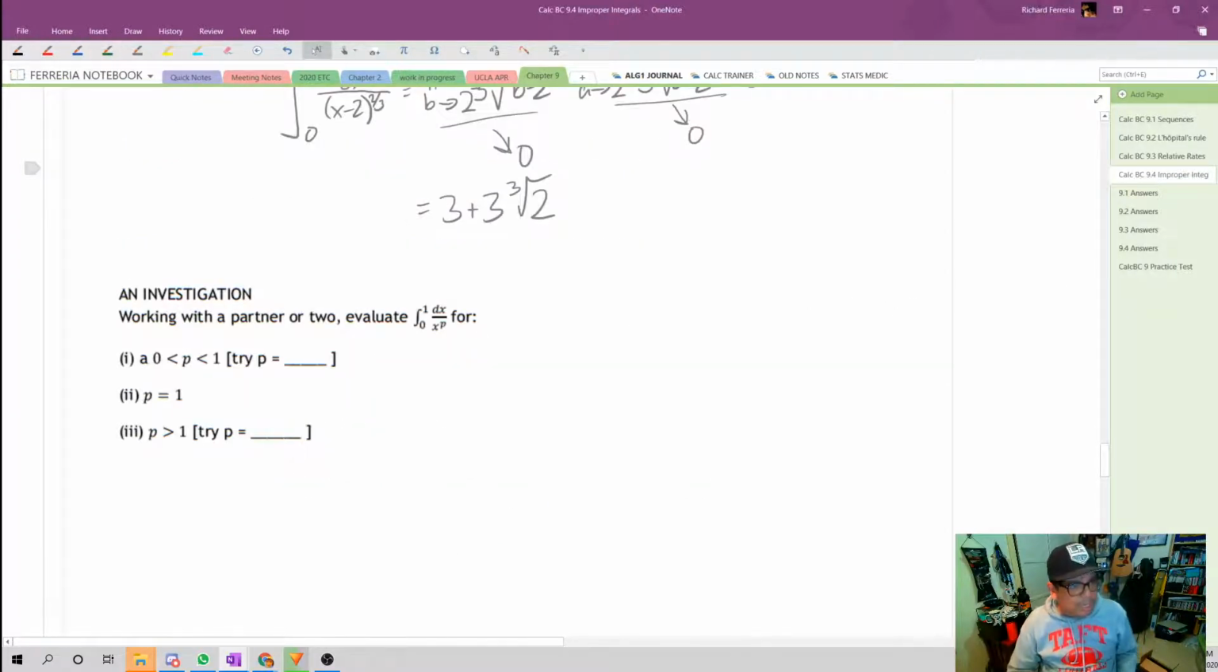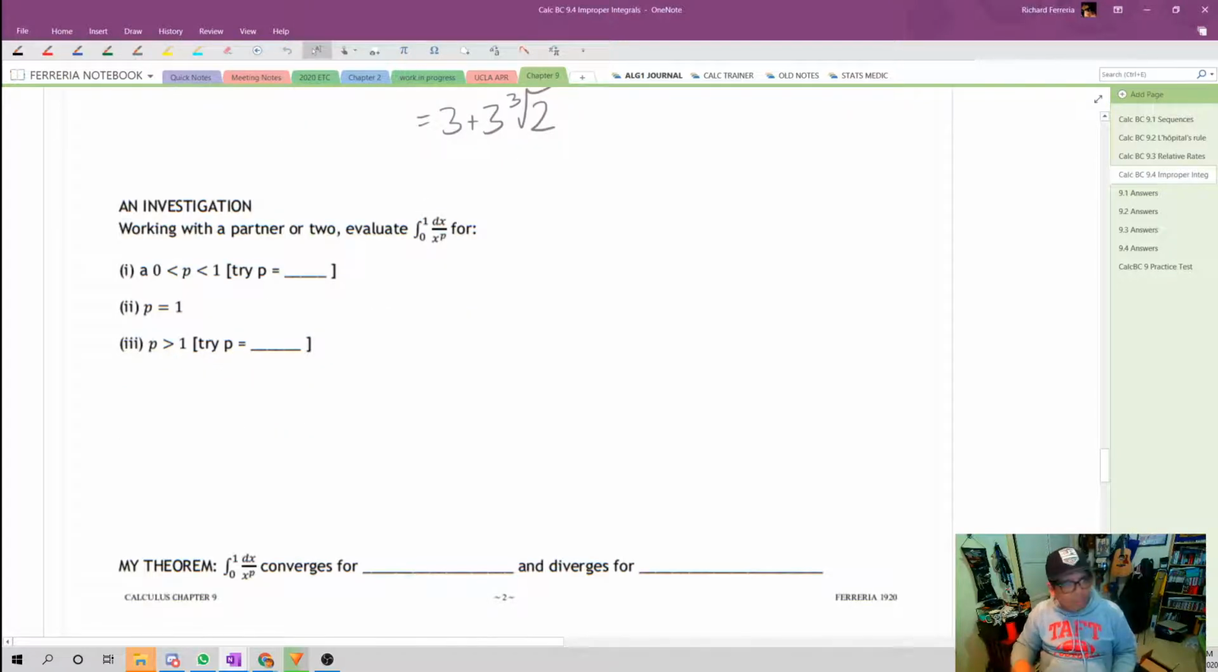We're going to switch gears a little bit here, and working with a partner or two, we're supposed to evaluate dx over x to the p for a value between 0 and 1. And I'm looking at this and thinking, hey, there are some problems here because these are actually supposed to go from 1 to infinity. So let's do these from 1 to infinity. Let's pick a number between 0 and 1. Maybe let's pick 1/2.